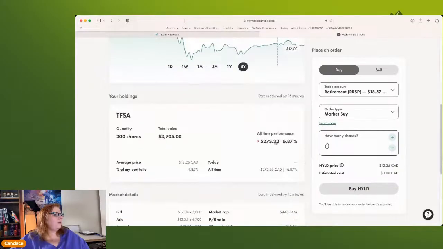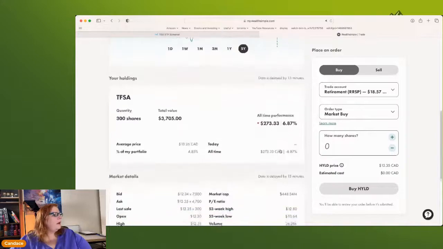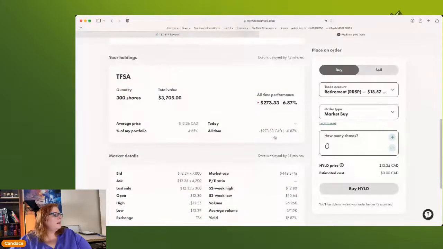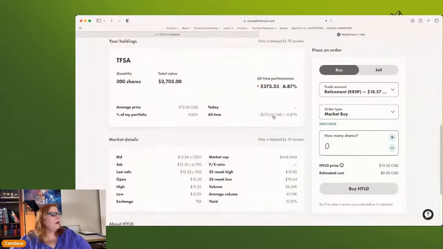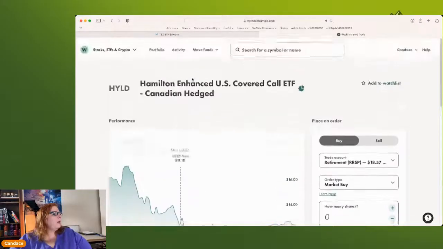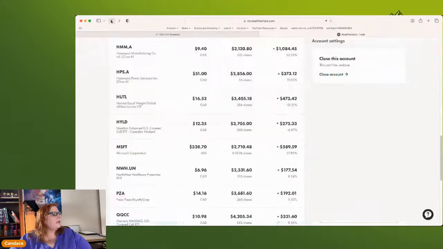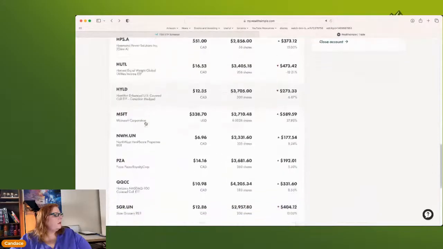But when we look here, I've got 300 shares. I'm down $273.33 on that. So that's a 6.87 drop. Yeah, so it's kind of interesting here. Now, let me show you this other ETF that I have.